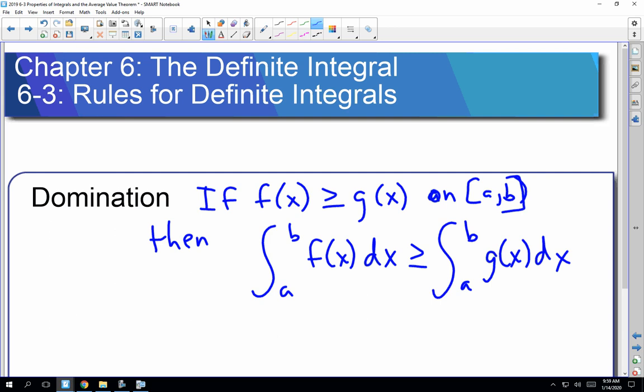And just like we saw in this problem number 48, we're going to use these rules and the integral value they give us to evaluate integrals.